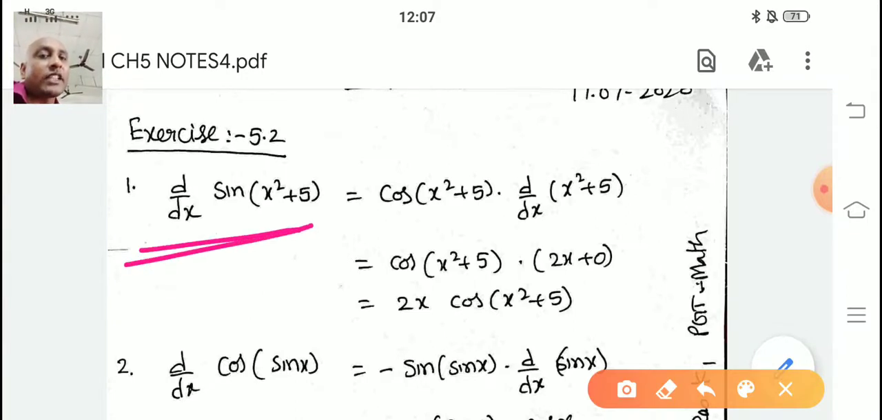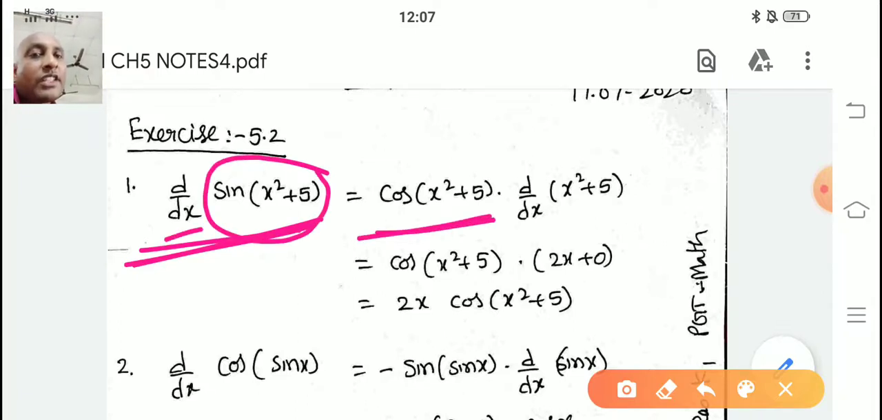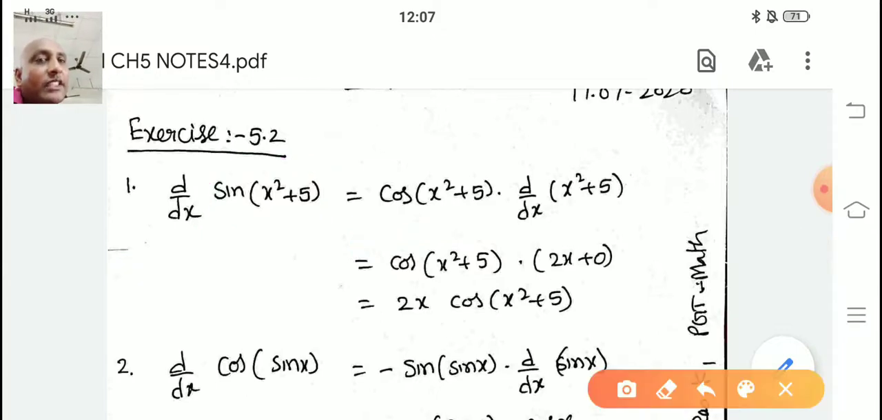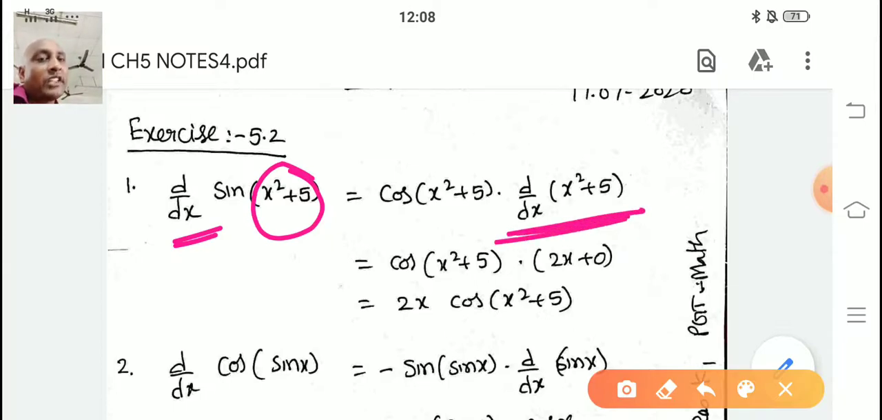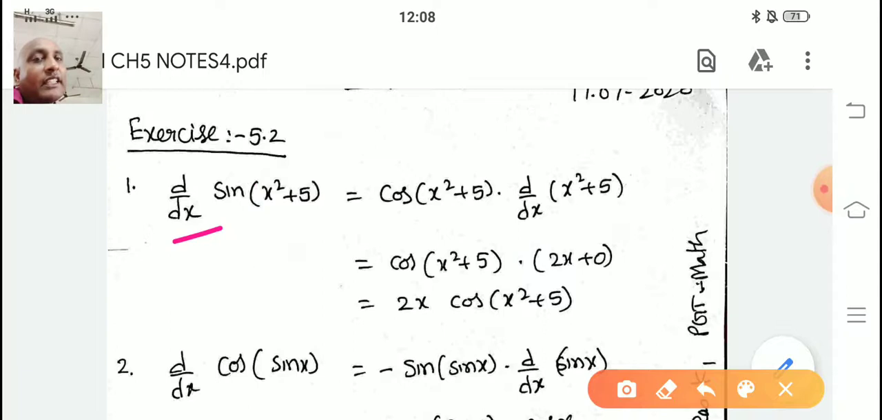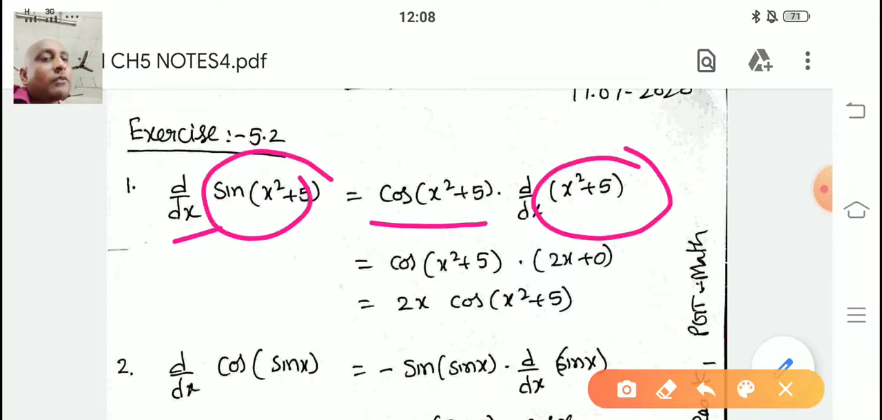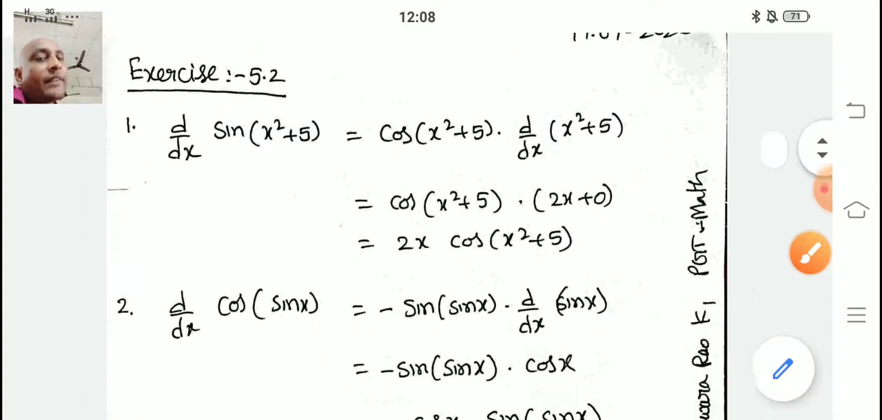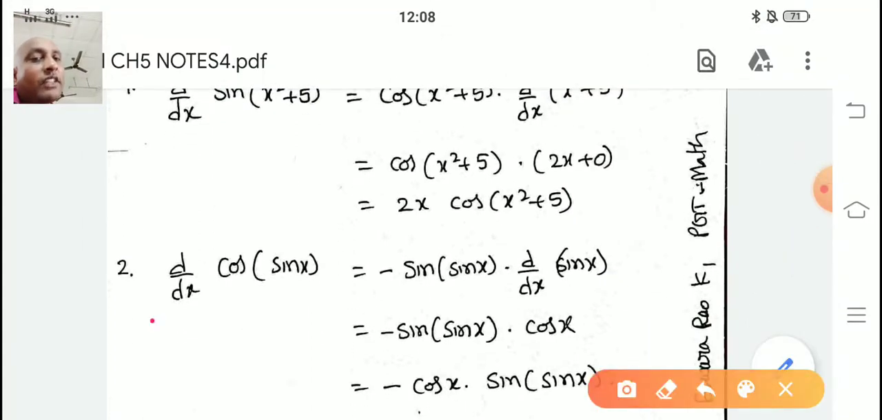d by dx of sine of x square plus 5. First you do the derivative of sine, which is cos of x square plus 5. Since we are differentiating with respect to x, but here what is there? x square plus 5. Differentiate that x square plus 5 and multiply. That is only the chain rule. So the very first you have to take sine derivative is cos, then x square plus 5 derivative must be multiplied. x square plus 5 derivative is 2x plus 0. So the answer is 2x into cos of x square plus 5. Done.